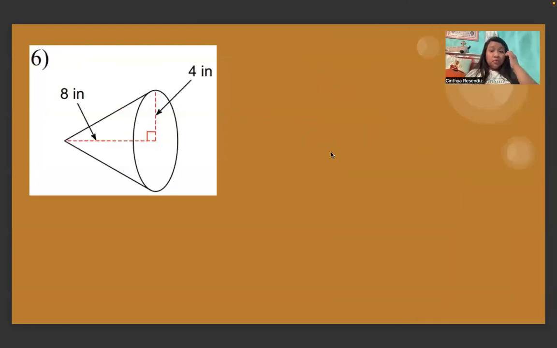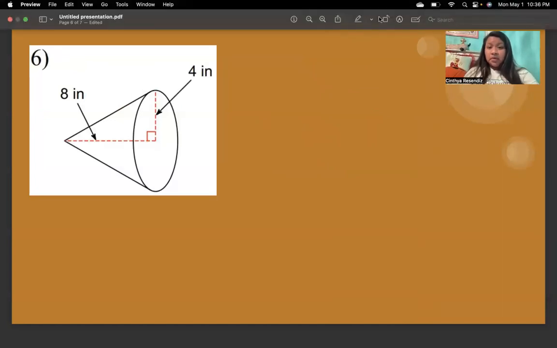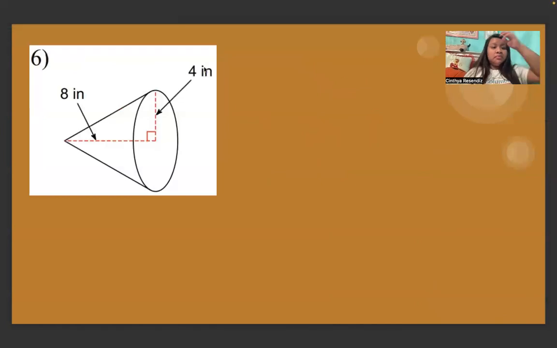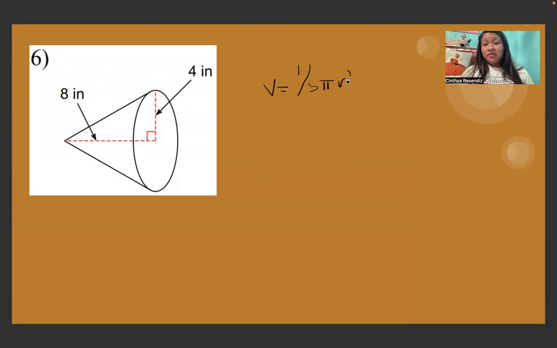Okay, so in this one, we have a cone. So now let's do this. So we know that the formula to find the volume of a cone is 1/3 pi radius squared times the height. So in this picture, we're given the radius of 4. So we would just plug that in as we normally do.